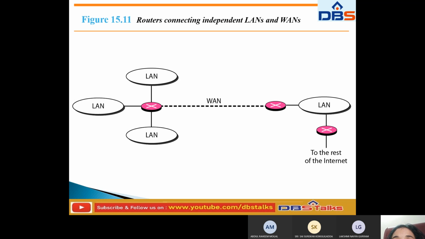Okay, so in the surroundings we have a WAN here, and in the middle I'm using the WAN. LAN means local area network, WAN means wide area network. To the rest of the internet, this is the LAN, in the middle we have the WAN, and again on the other side I have the LAN. So routers connect independent LANs and WANs. This is the working of the routers, LANs and WANs.